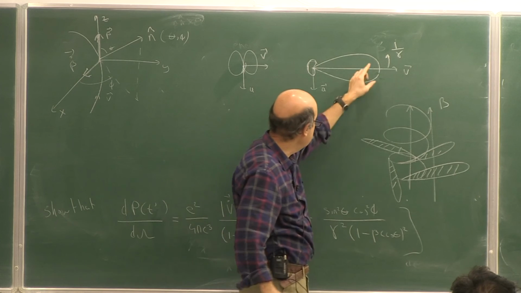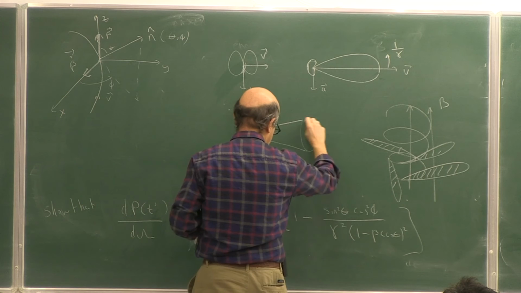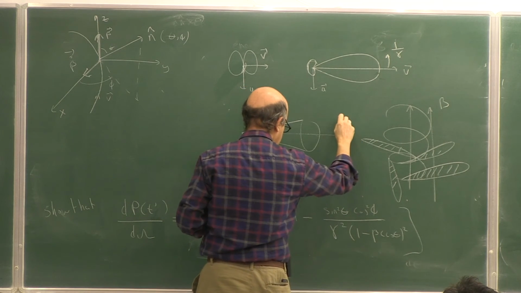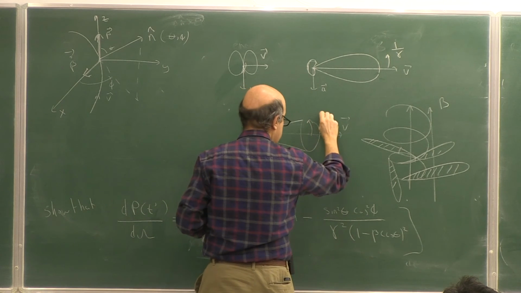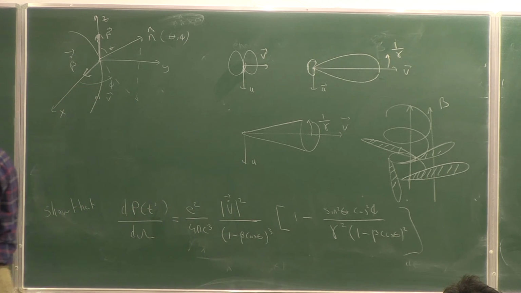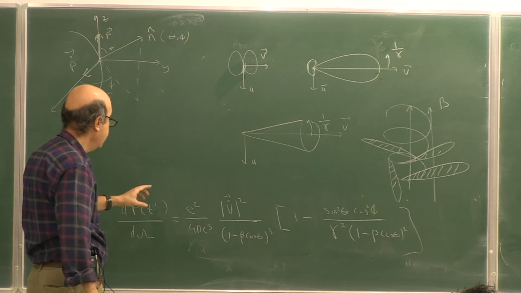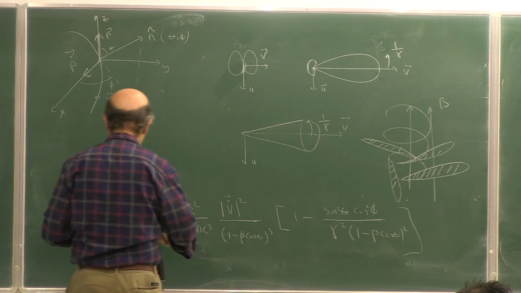If you think about a cone, with the velocity here and the acceleration here, the width of the cone is roughly 1 over gamma. This complicated formula tells us this. If you plot this, you will find that form, and you can take the limit of high gamma and find the angular width by yourself.